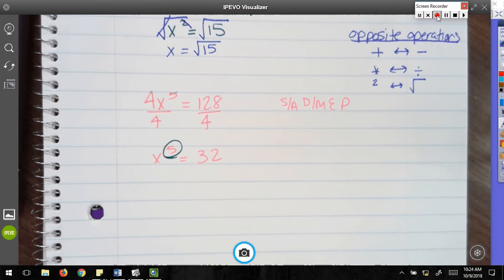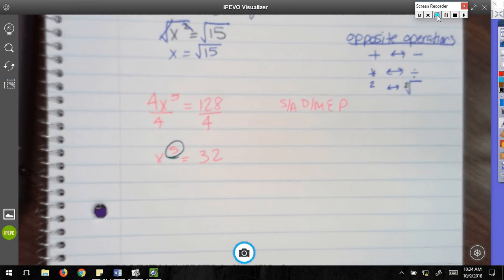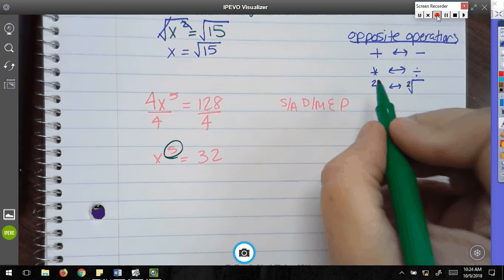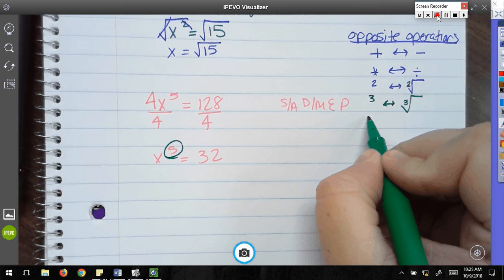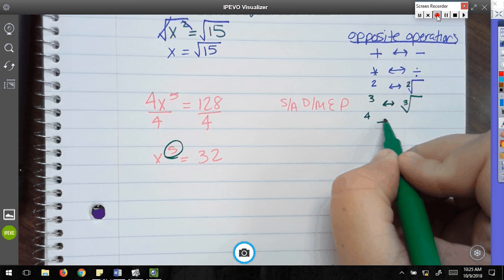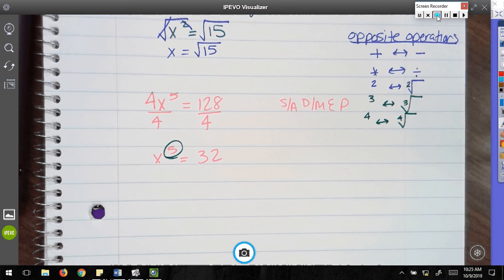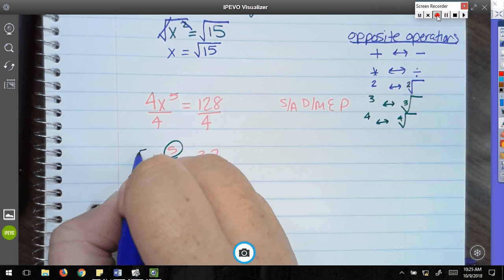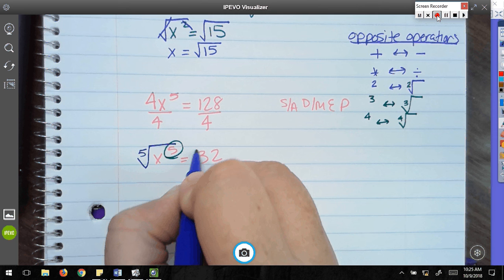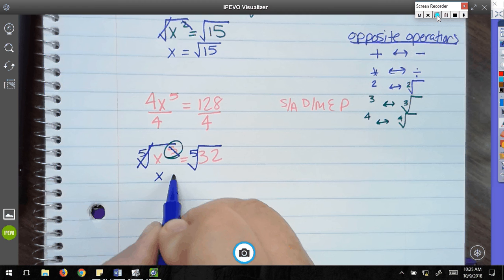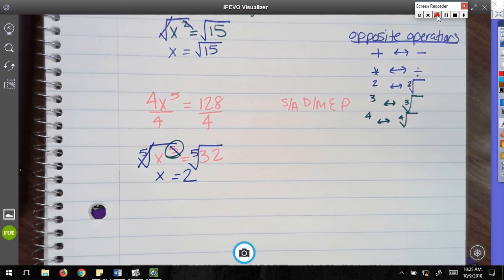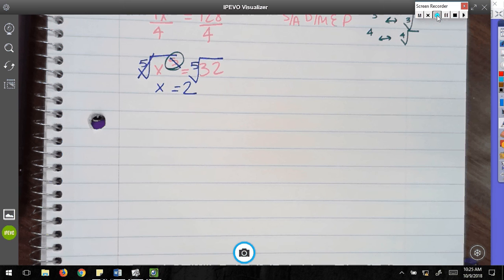Okay. Well, if you think about a squared and a square root has an imaginary 2, I hope it follows for you that if the exponent is 3, I would take the 3rd root. If the exponent is 4, I would take the 4th root, and so on and so forth. So to get rid of a power of 5, I could do the 5th root. This is gone, and I end up with x equals, and then the 5th root of 32 is 2. Okay? One more, a little more complicated to try.